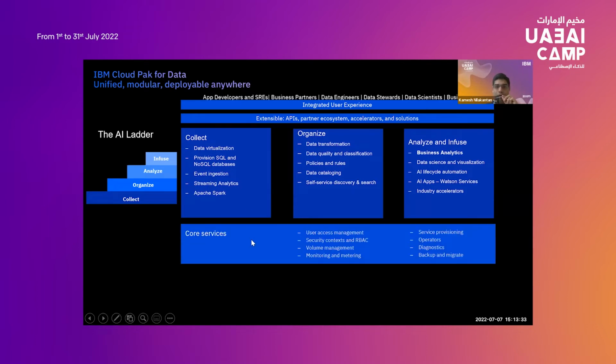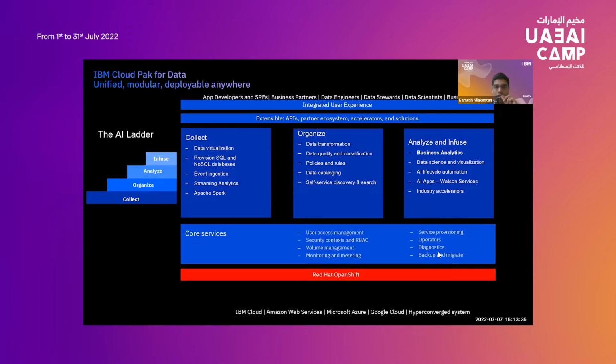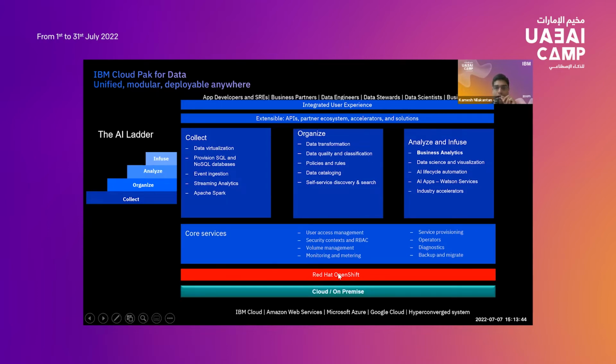And all of this runs on top of common core services on Red Hat OpenShift. So think of it as one common platform which runs on Red Hat OpenShift, which can be deployed on any cloud, including third-party clouds, as well as our clients' data centers. And on day one, as I said, our clients don't need to have all of this. They can start from wherever they want, whatever the current priorities and requirements are, and they can expand as they go.